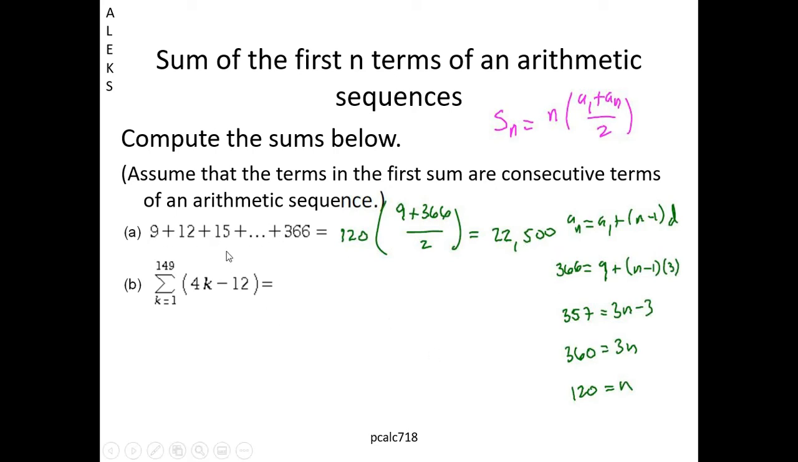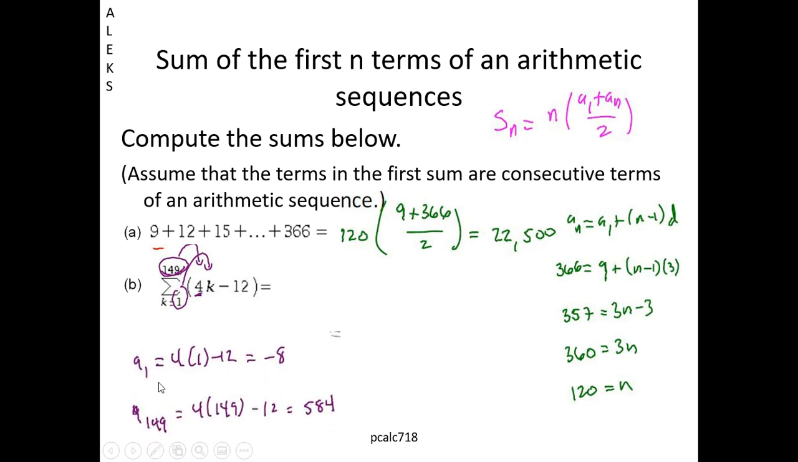All right, well, let's take the sigma notation here and figure out what this sum is equal to. Well, what do I have? My 1, I'm going to plug it in for k. My 149, I'm going to plug it in for k and figure out what those two values are. So a sub 1 is going to be 4 times 1 minus 12, which is equal to negative 8.